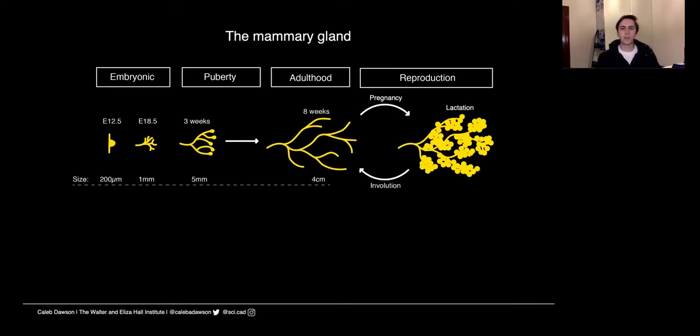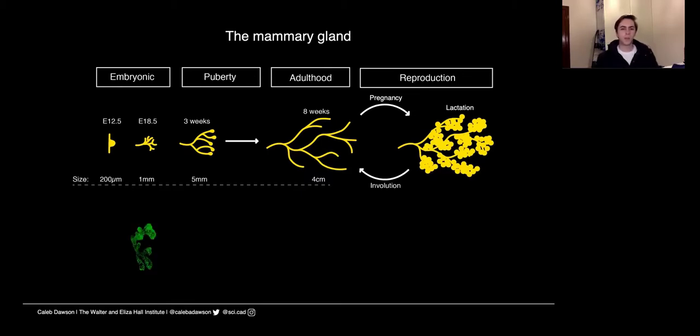In pregnancy, this tree blooms to generate spherical alveoli, which produce milk. And after lactation, in a process called involution, these milk-producing cells die and are shed, and this returns the gland back to its resting ductal state.